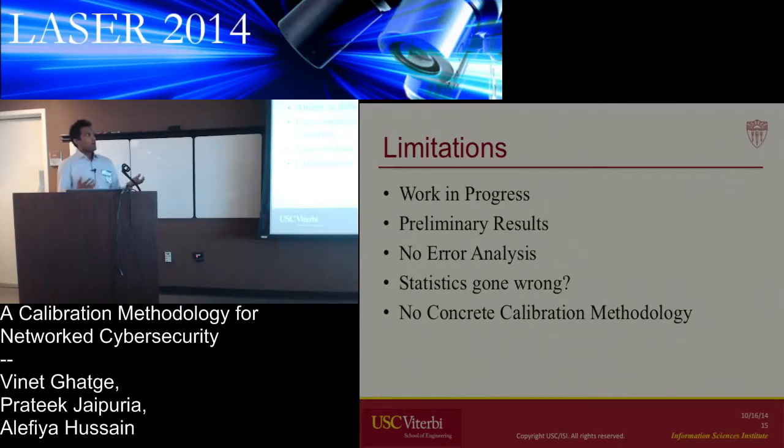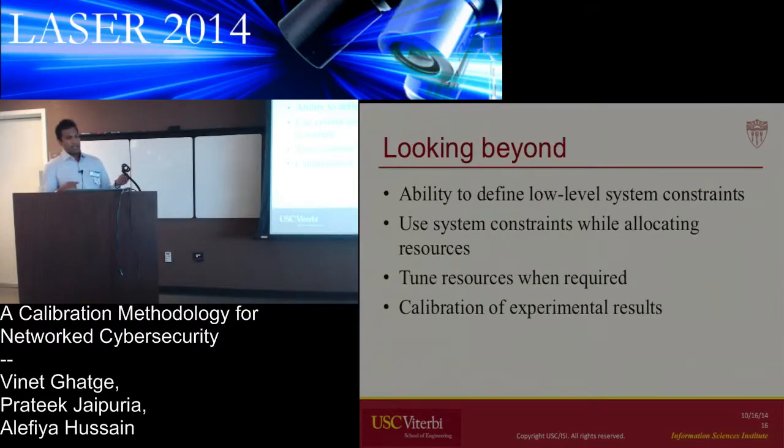So looking beyond, the main aim of our work is to figure out how to calibrate. But these are some of the intermediate problems that we have come up with, and we need to solve them too, to get to this calibration problem. How do you define low-level system constraints? Most of the testbeds do not have a way to do that right now. How do you use those system constraints while allocating resources? How do you use them to tune systems, right?